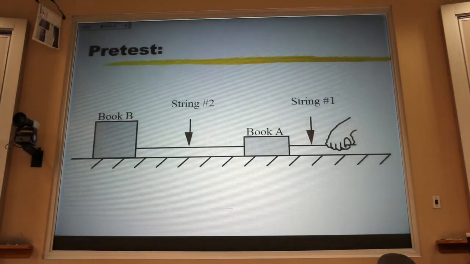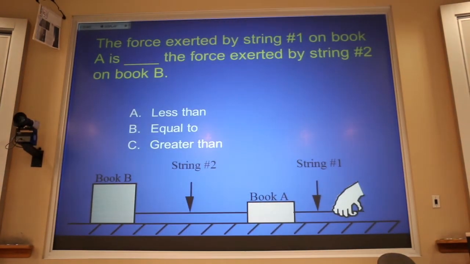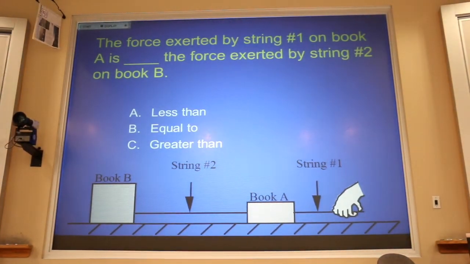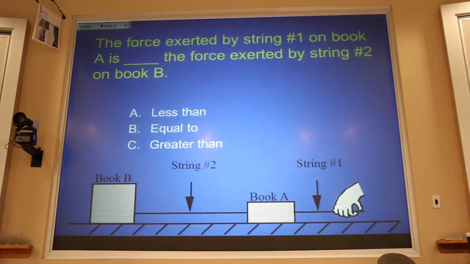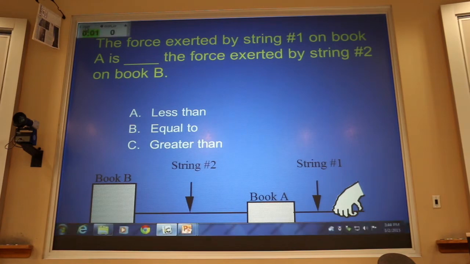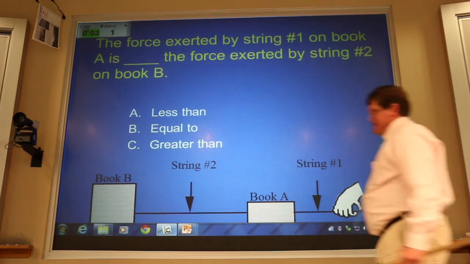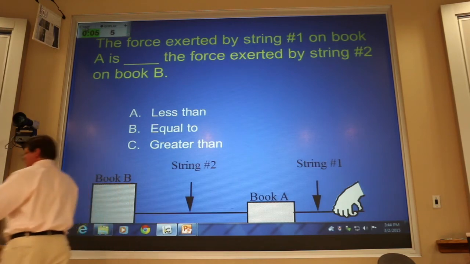Okay. You took this pretest last week, and you had 2 books, A and B. B had a greater mass than A. And you had this question. The force exerted by string 1 on book A is less than, equal to, or greater than the force exerted by string 2 on book B. Tell me again how you answered that. How did you vote?